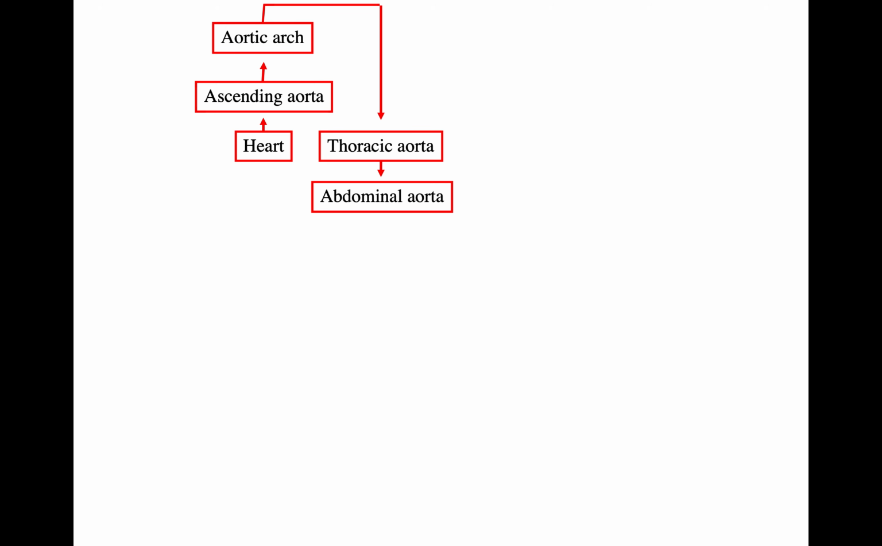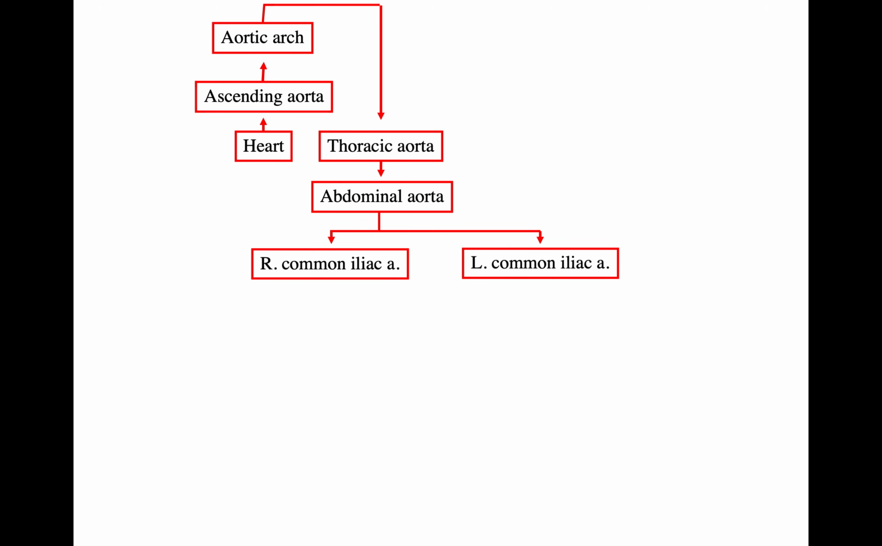We're going to use that same abdominal aorta, so heart, ascending aorta, aortic arch, thoracic aorta, abdominal aorta. The abdominal aorta will branch eventually at the very end and become a right common iliac artery and a left common iliac artery.